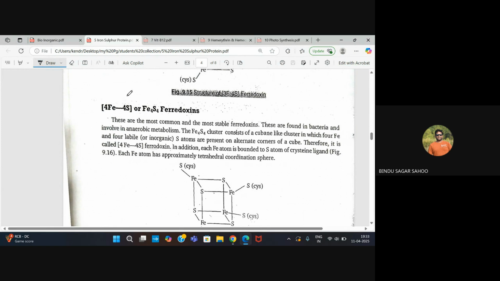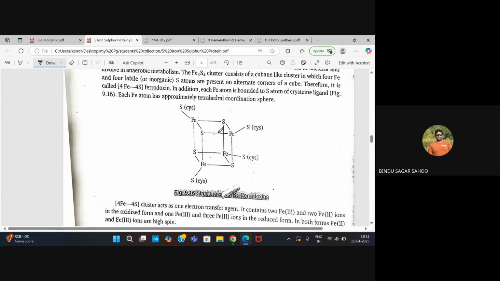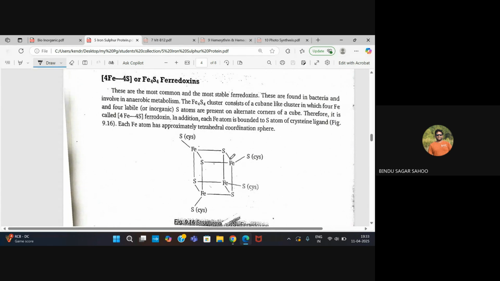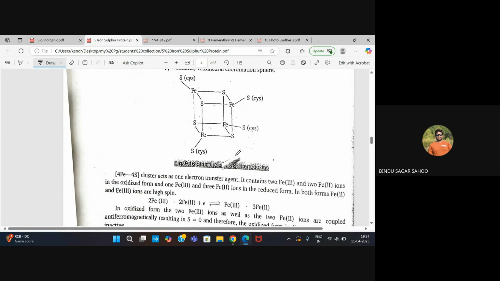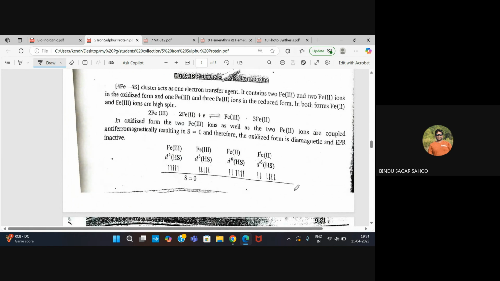Then we'll discuss 4Fe4S. That means 4 iron atoms and 4 inorganic sulfurs. You can see here, this is a cube type structure. So when an even number of iron atoms are present, we need to check whether the spin values will be cancelled by each other or whether there will be some paramagnetic atmosphere. This is the oxidized form, and this is the reduced form.